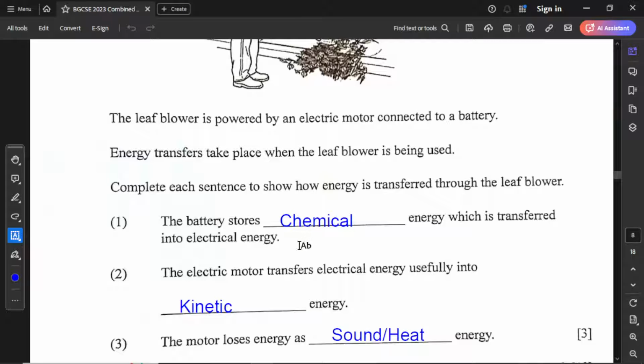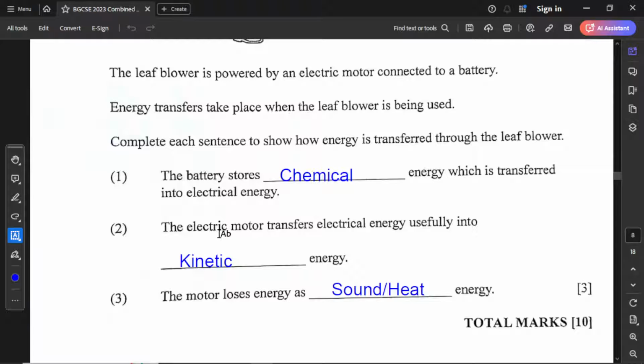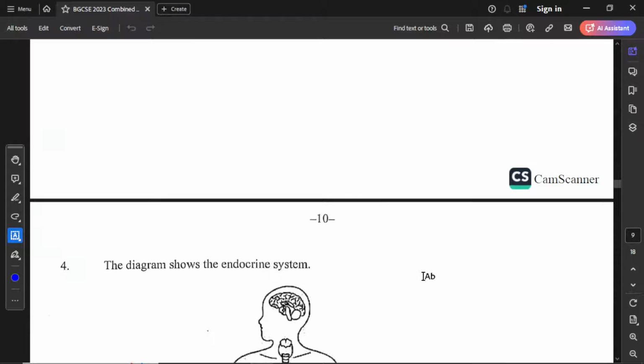So chemical into electrical. And then for two now, the electric motor transfers electrical energy usefully into kinetic energy, because movement will take place in the motor for sure. And then the motor now loses energy in the form of sound and heat. You can put any one of those and you'll be correct, because the motor is making noise, that's sound energy, and heat is given off as well. All right, and that ends that question.